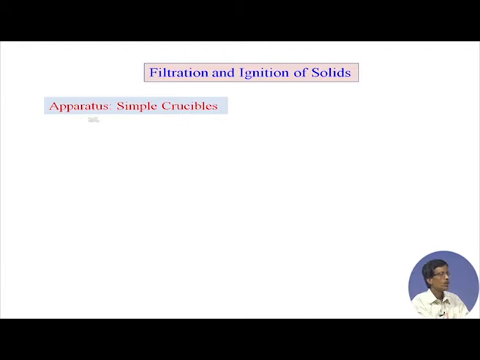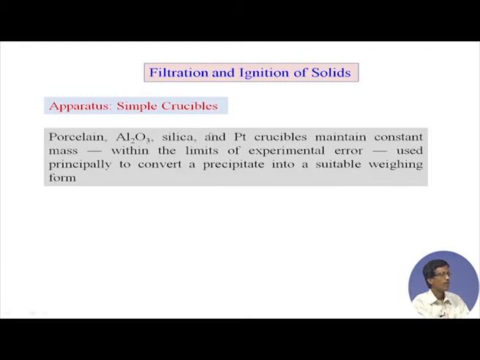As I told you, for the apparatus, you can have simple crucibles if we go for this ignition process. These simple crucibles are of different types. You can have porcelain, alumina, silica, or platinum crucibles. They maintain a constant mass within the limits of experimental error. Definitely you can have the error bar when you go for the weighing process. They are used principally to convert a precipitate into a suitable weighing form.